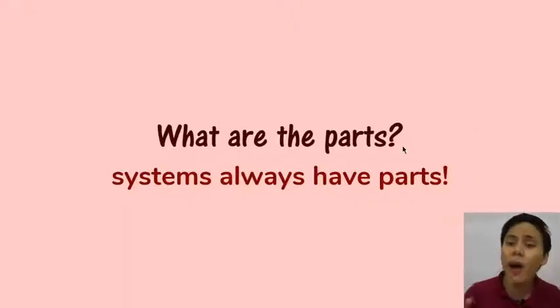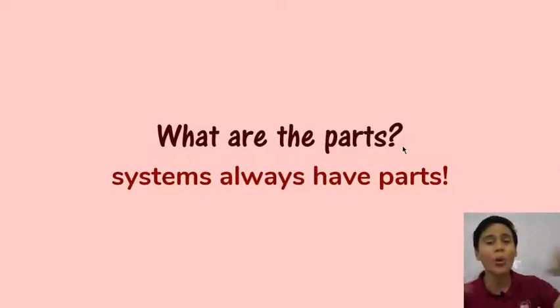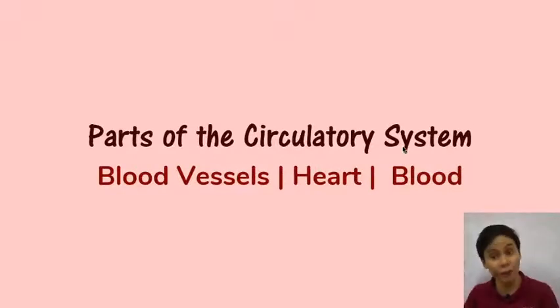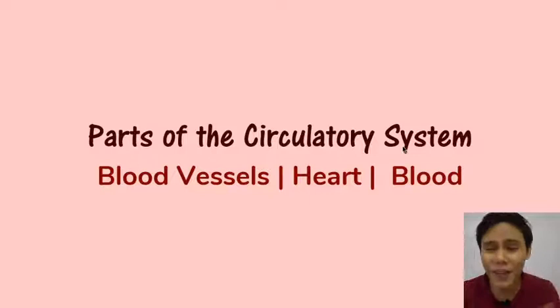So what are the parts of our circulatory system? Systems always have parts. So there's three main categories for the circulatory system. You have the blood vessels, the little tubes inside, the heart, the pump, and the blood, the thing that it pumps. So let's go through this one at a time.